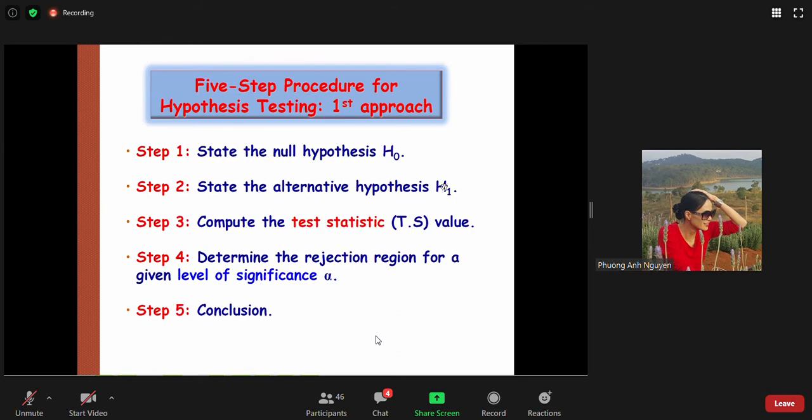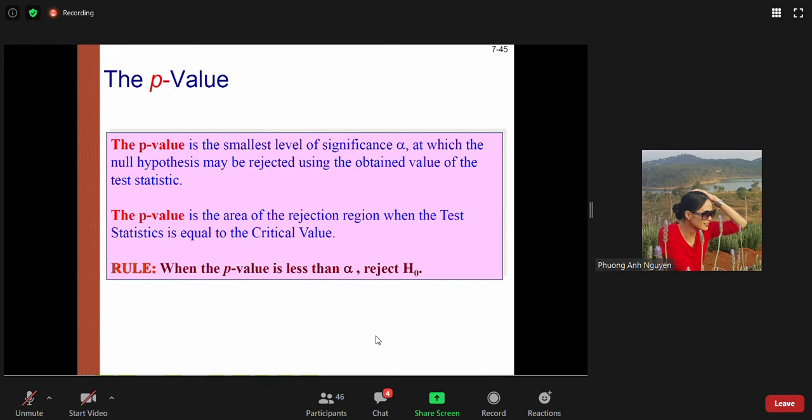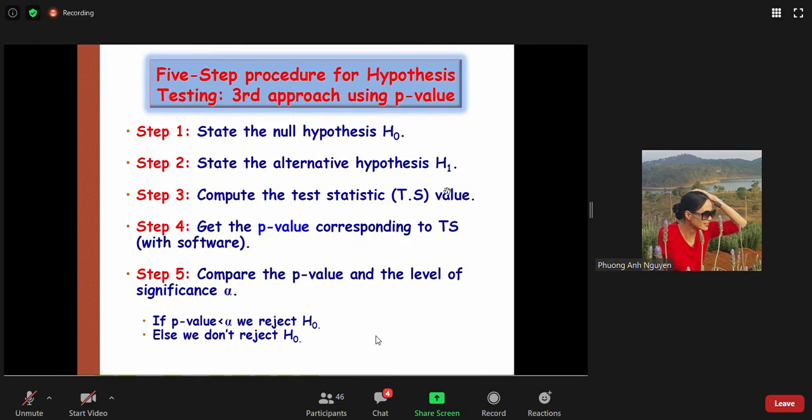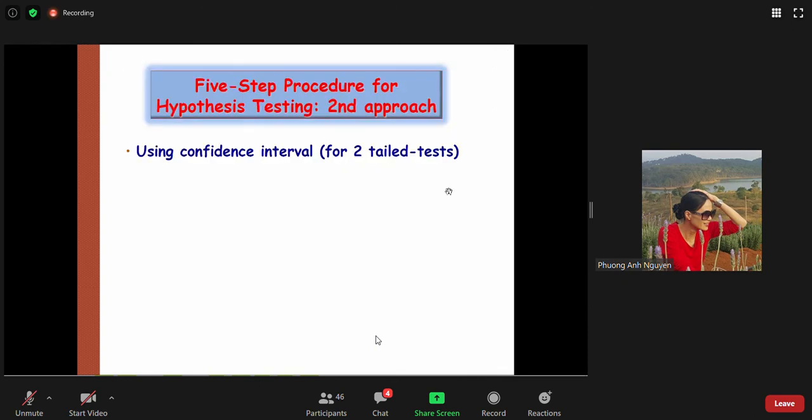Now again, for testing hypotheses you actually have three approaches. Let's discuss the one using the confidence interval. It only works for the two-tailed test. The confidence interval can help you test a hypothesis only in the case of the two-tailed test. And how?